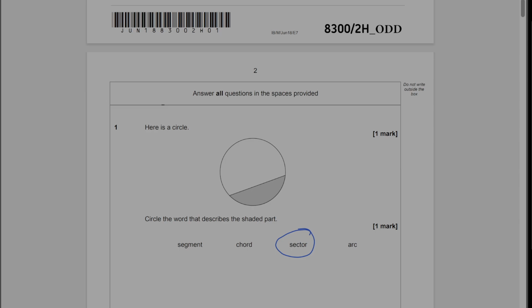I could see an argument if it wasn't shaded and asked for the line, that would be a chord. Sorry, I've done that the wrong way around completely. Talked myself out of it. Sector is like sector of a pie chart, which I always get mixed up. Segment is the correct one. Arc would be this outside line.